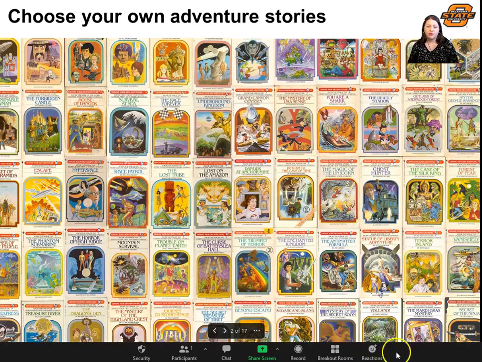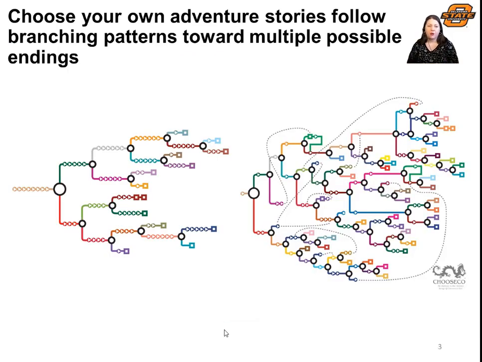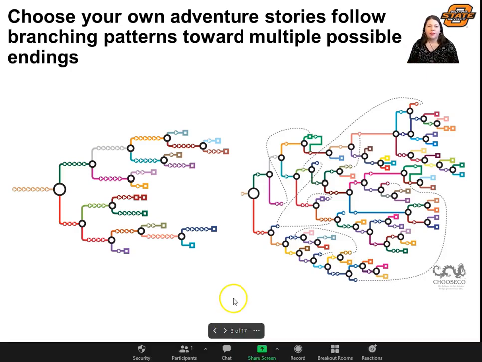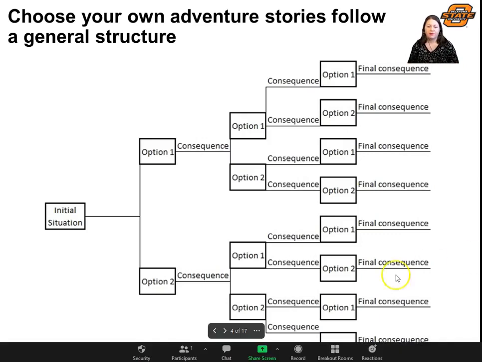And so there were a whole host of these. They follow this branching pattern towards multiple possible endings. Based on the fork that you choose, there may be some interconnection and overlap with other people who might be reading the same story, but it does not follow the classic linear progression. And so you have this initial situation, an option, there's some consequence of choosing an option, and you keep flowing through this series of choices and options with consequences.